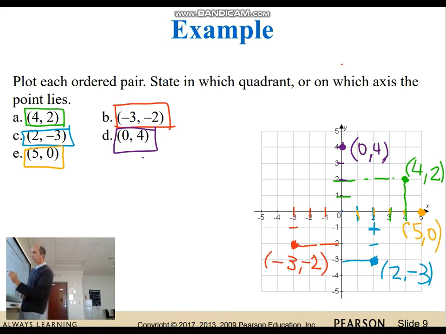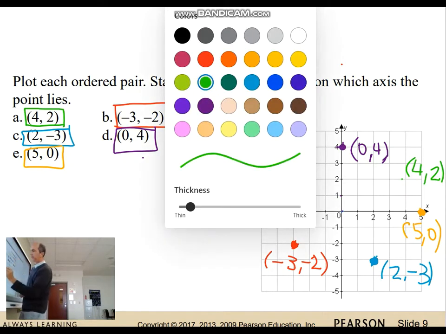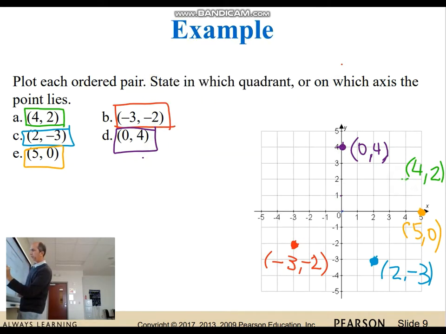Let me just clean a little bit and see if we have all the points that we are working. Yeah, we have everything here, only this one. 4 and 2 is here. Right, now we have all the points that we're looking for.